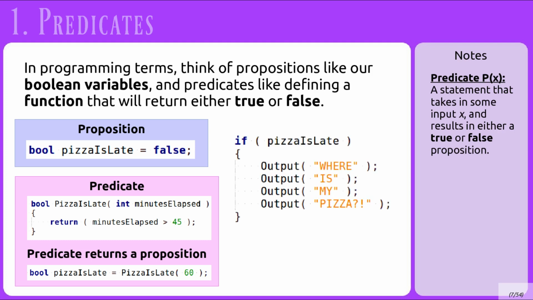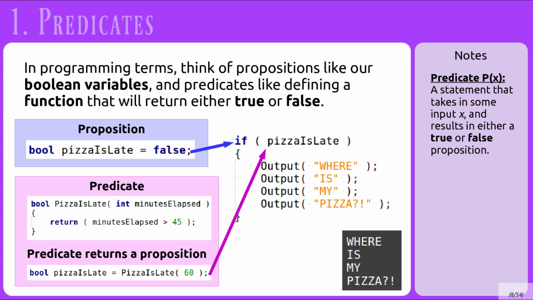Let's say that we want to ask, where is my pizza if the pizza is late? If we just use a simple proposition, we can set it to true or false. But if we want to have something a little bit more sophisticated, we could write a function and pass in the amount of minutes it's been since we ordered the pizza. Inside of the function, it will look at the input variable and return either true or false based on whatever criteria it's set up to work with.